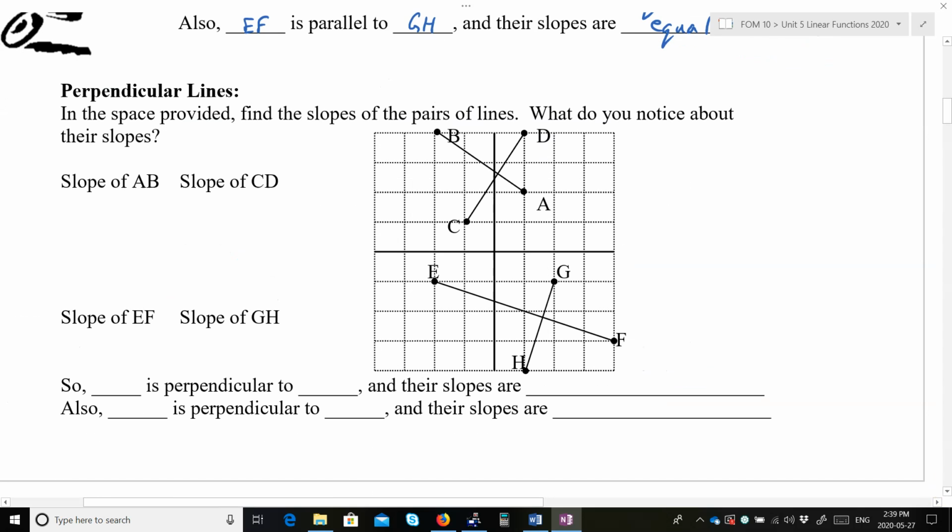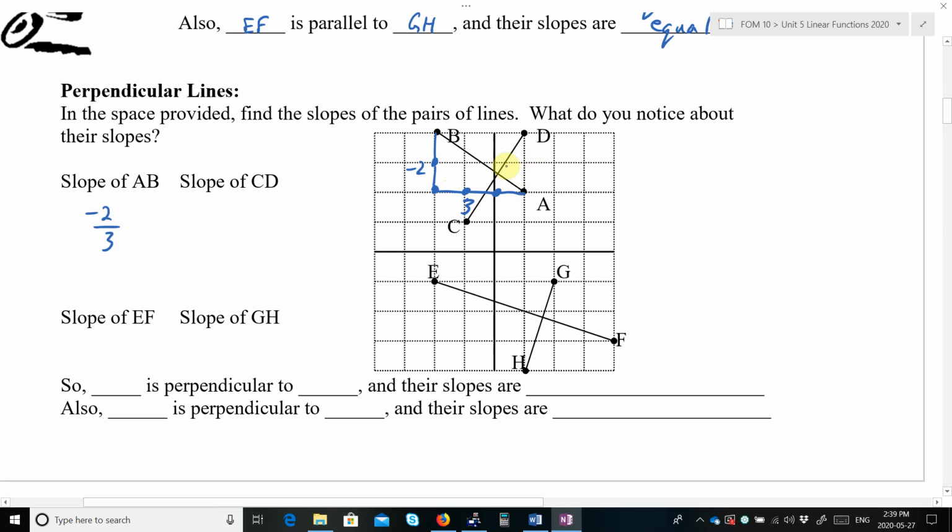In the space provided, find the slopes of the pairs of lines. What do you notice about their slopes? So let's find the slope of AB. The rise is negative 2. The run is 1, 2, 3. So the slope of AB is rise over run.